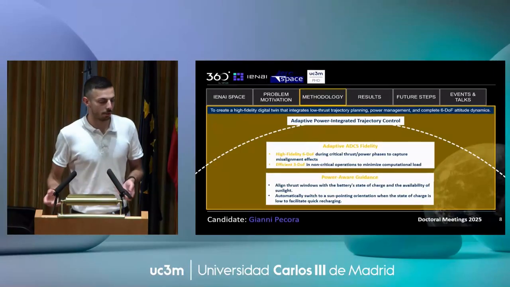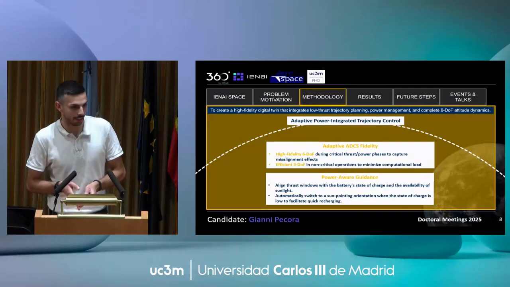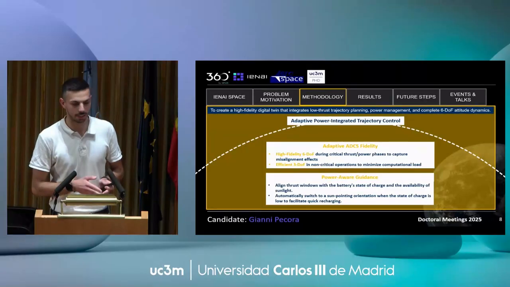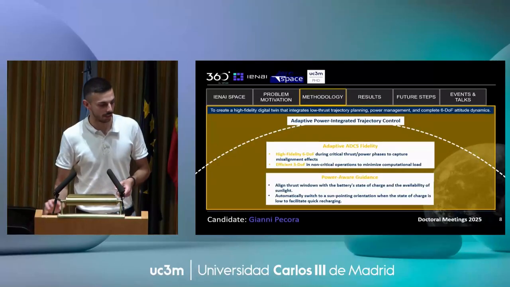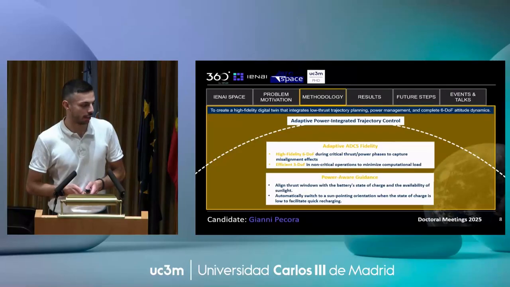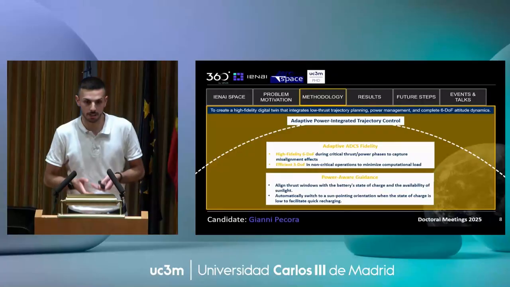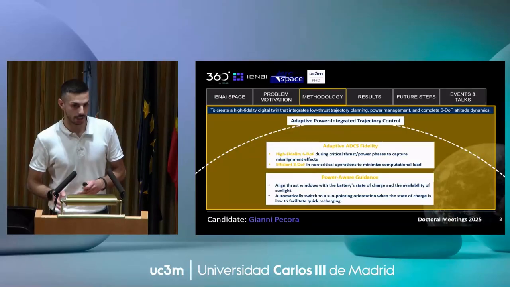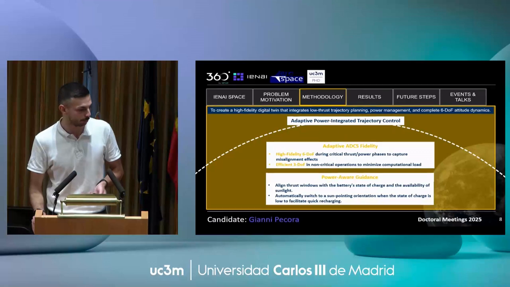Then I faced the problem that I want to do optimization with 6 degrees of freedom, but it's really computationally expensive. That's why I decided to use adaptive ADCS, so using 6 degrees of freedom just during critical phases, and 3 degrees of freedom for the non-critical operations, in order to minimize the computational load. And I also use a power-aware guidance that is based on the state of charge of the battery.